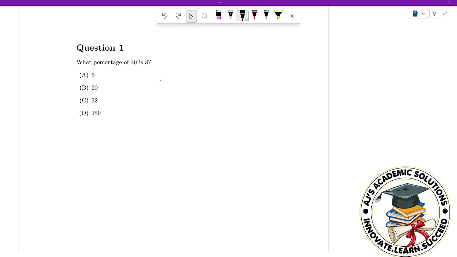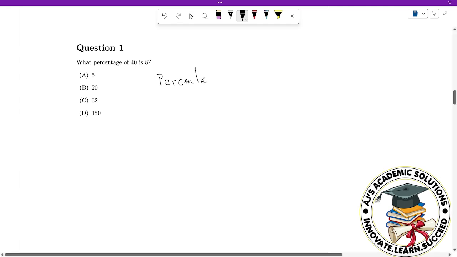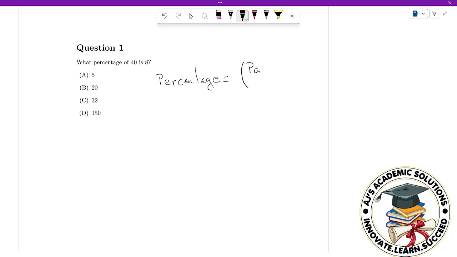So let's just write this up before we actually go ahead and solve. So percentage is equal to, I'm going to put it in a bracket, the part divided by the whole. Let's close this bracket now, and it's going to be multiplied by 100. So what we need to now do is just substitute. And in substituting, what we understand is that 8 is the part and 40 is the whole. And we're going to multiply this now by 100.